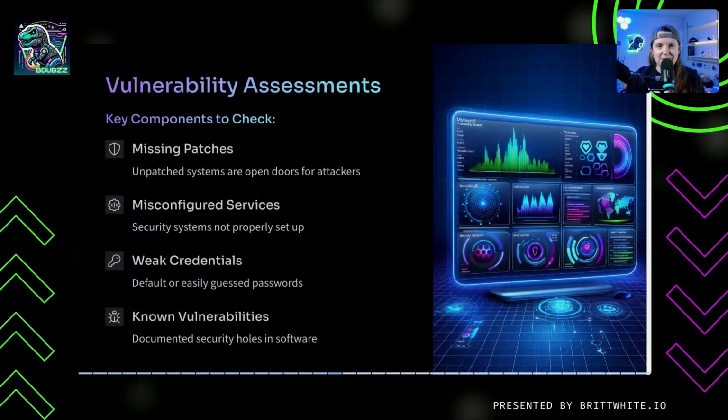Another critical issue is default or weak credentials. This one's straightforward. Using passwords like password123 is basically inviting trouble, and default credentials are even easier to figure out. It's like using a paper lock on a bank vault. Finally, we search for known software vulnerabilities, which are security holes that have already been discovered and documented. The good news is that since they're known, they can be fixed, but only if we identify them first.